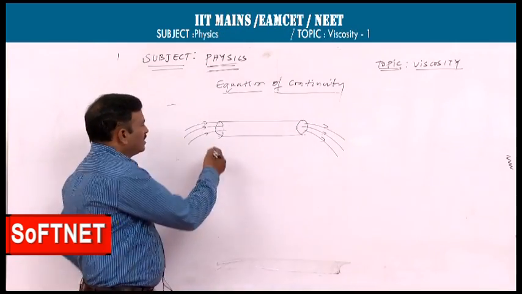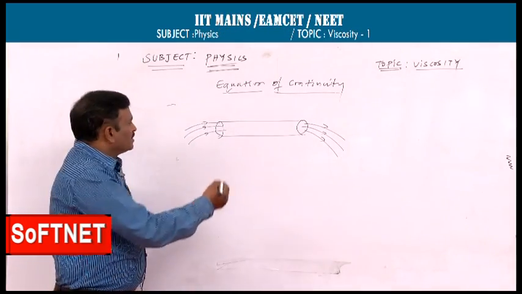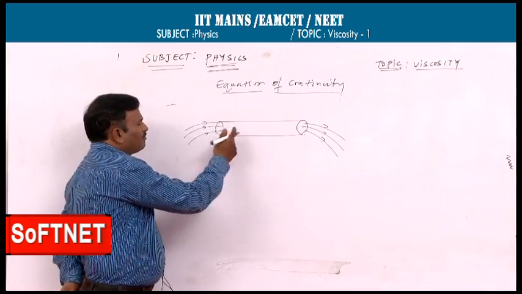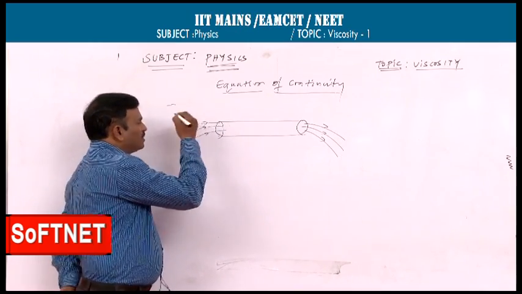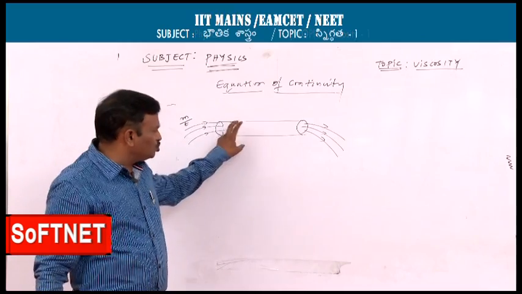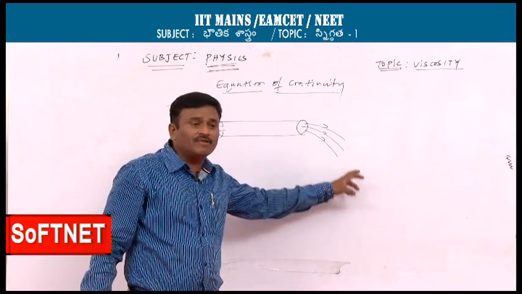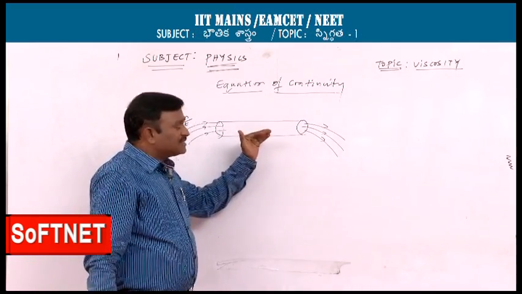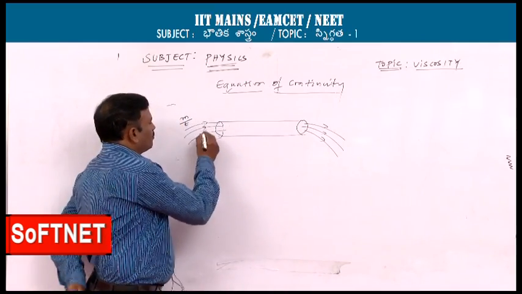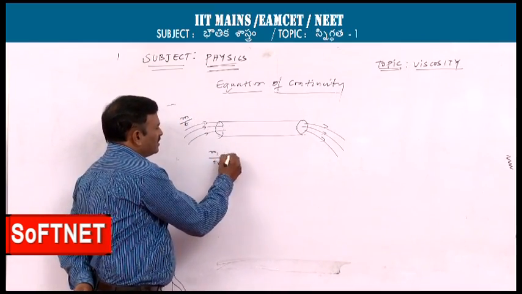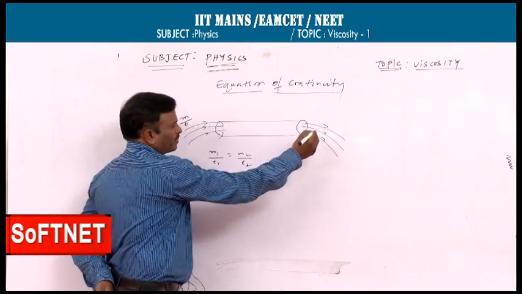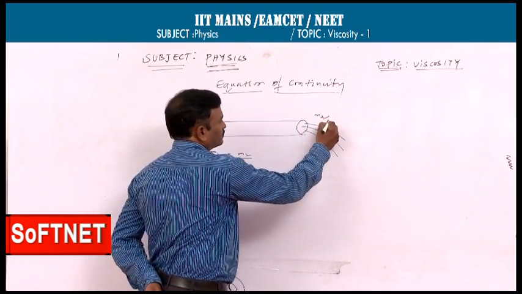So, what exactly is the equation of continuity? Let us see. The statement is: the amount of mass entering per unit time into a tube is equal to the amount of water leaving from the tube. Otherwise the flow is not constant. Here m1 by t1 is equal to m2 by t2.